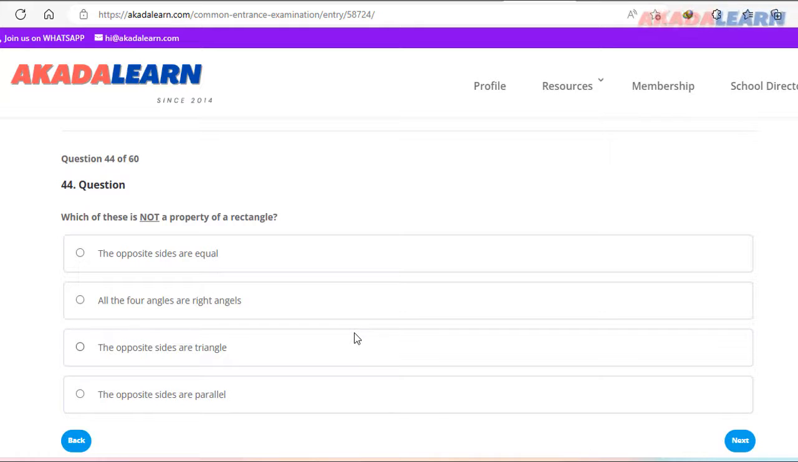Which of these is not a property of a rectangle? Alright, so option A, the opposite sides are equal. Option B, all four angles are right angles. Option C, the opposite sides are triangle. Option D, the opposite sides are parallel. So let's look at our video and see which is the correct option.